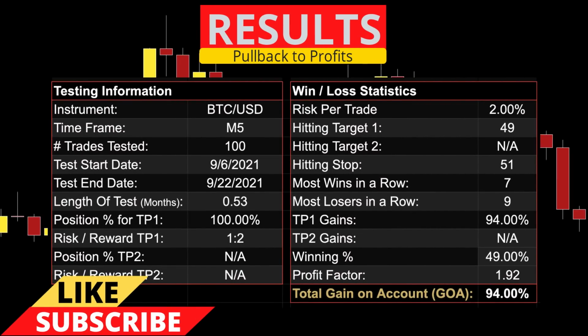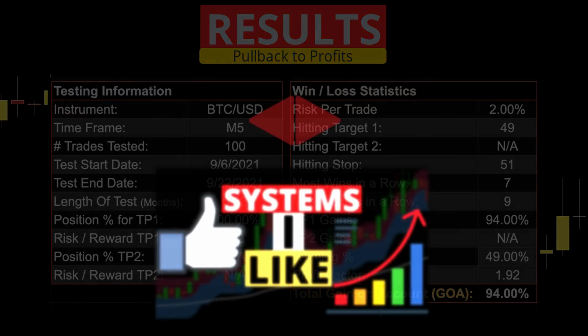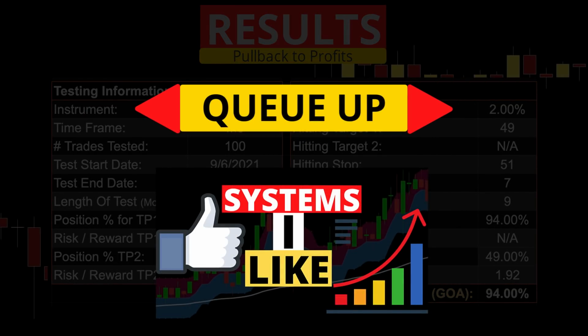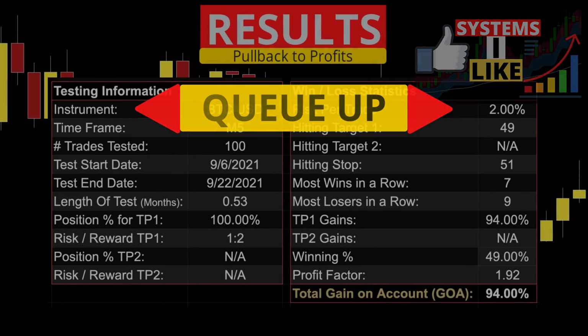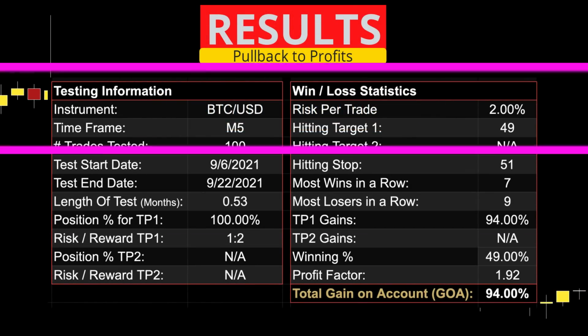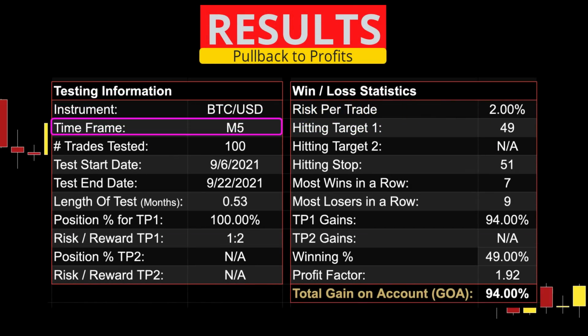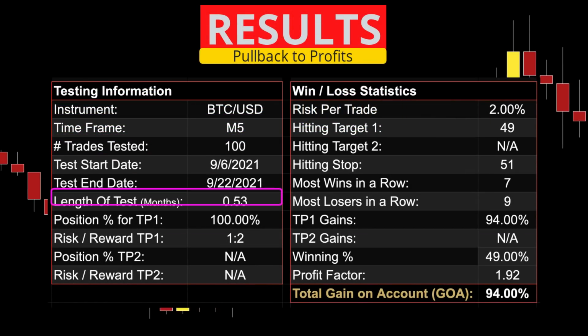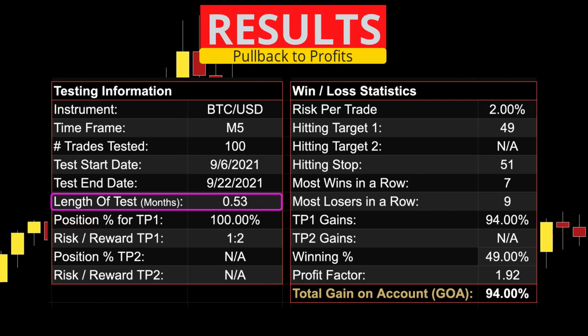Remember, this is just 100 tests on one instrument. If you are thinking of using this system, please do all the required testing and be sure to let our community know what you discover. This test was done on Bitcoin versus the US dollar 5-minute candles. It took a quick 16 days to find the 100 trades.